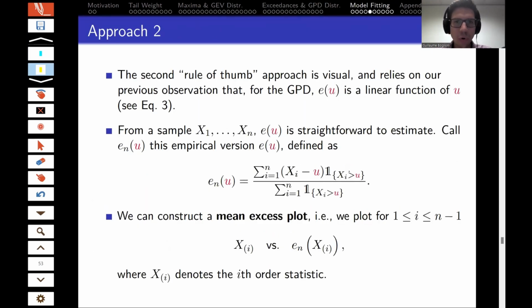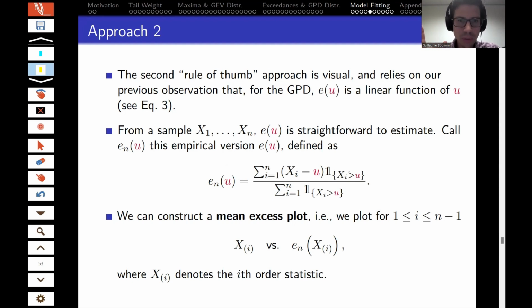Okay, the second approach, again, those are rules of thumb. They might not work perfectly well, but they might help us to find a U. But then after we've picked the U, probably the work doesn't stop there. You would check with usual diagnostic tools like the QQ plot or a CDF comparison that your model is actually good. So I'm just saying here, it's a rule of thumb.